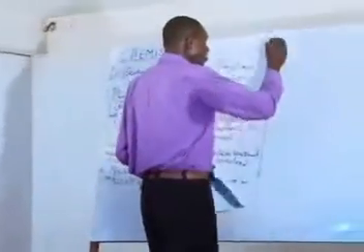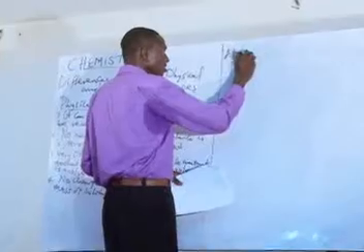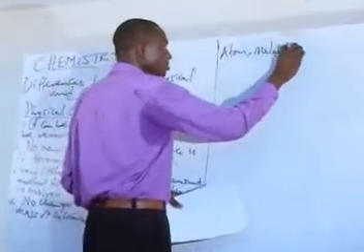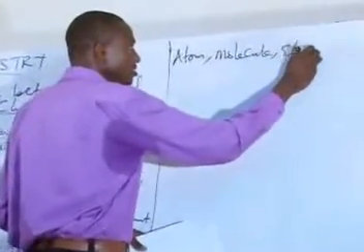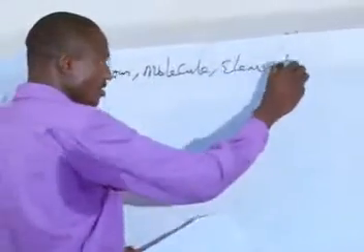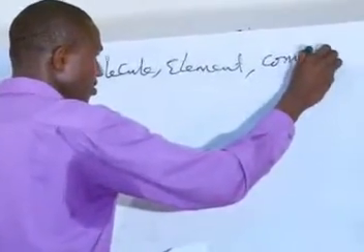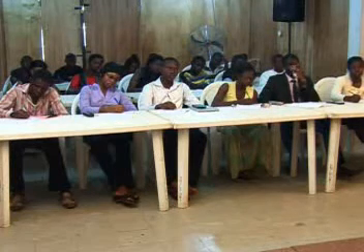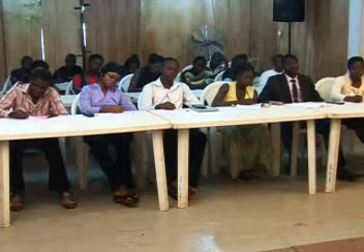And these are atoms, molecules, elements, compounds, and mixture. So we are going to take each of these one after the other and look at them in terms of definition as well as how to identify them. Atom.